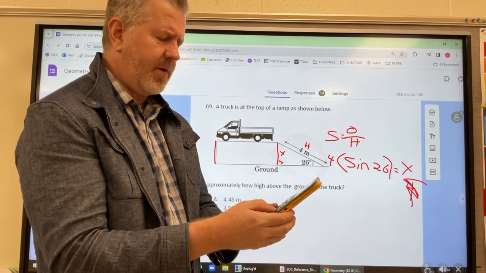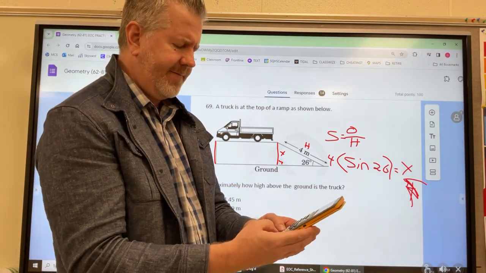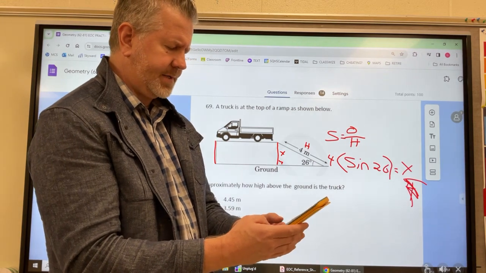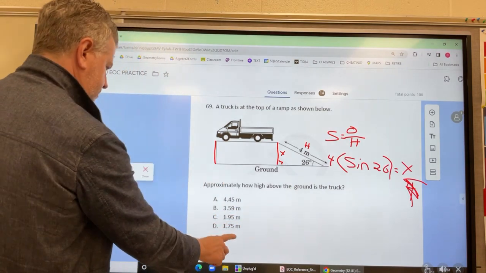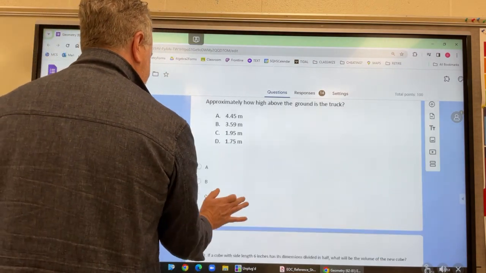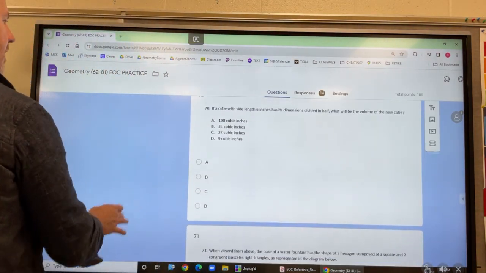You want to be careful with order of operation. So I'm going to do 4 times the sine of 26. That's a good way to do it. 1.75. There we go. So D. D, we're going to go with a little bit. All right, 11 more to go, students.